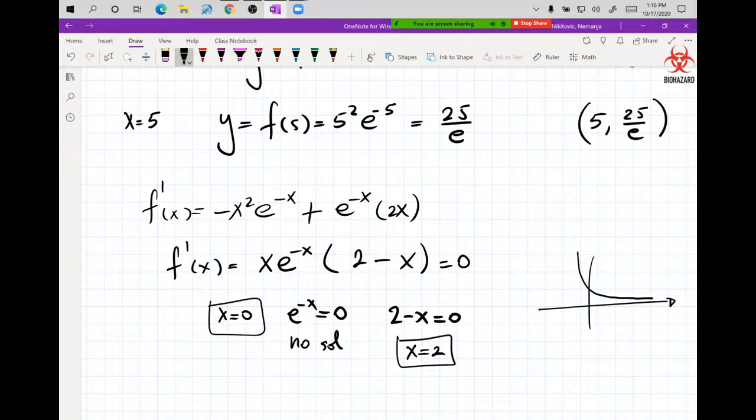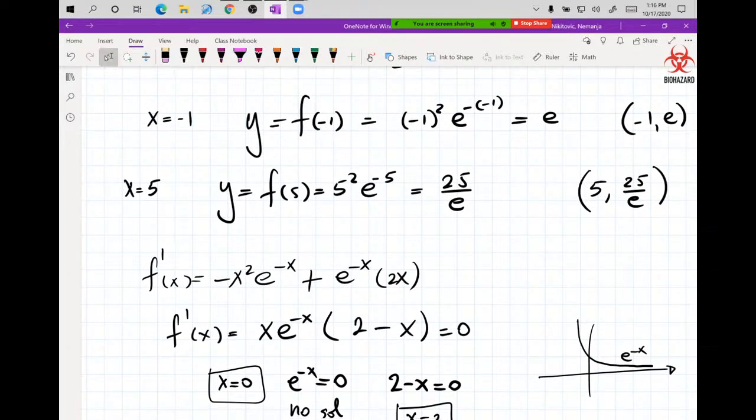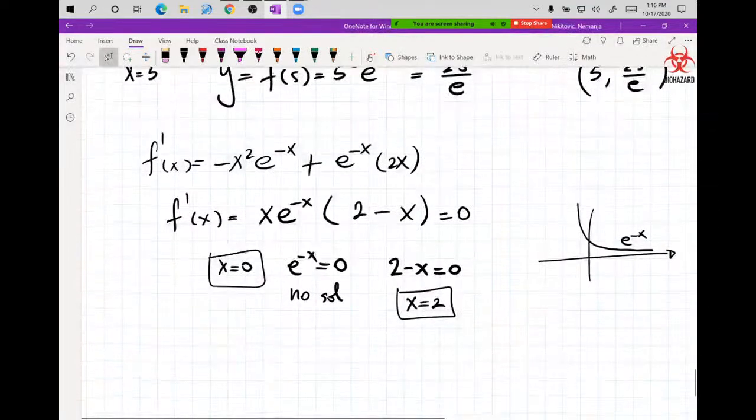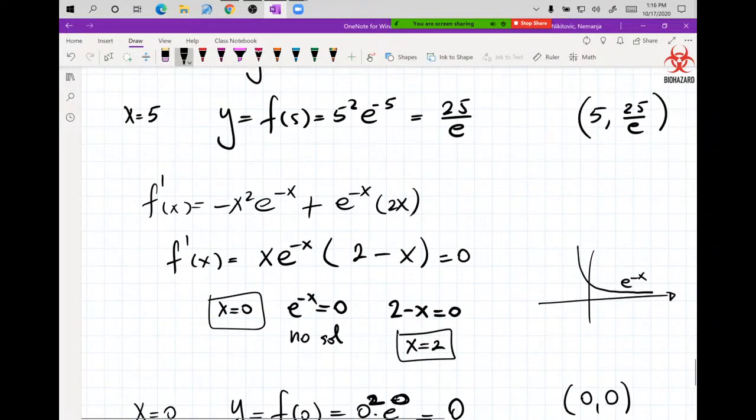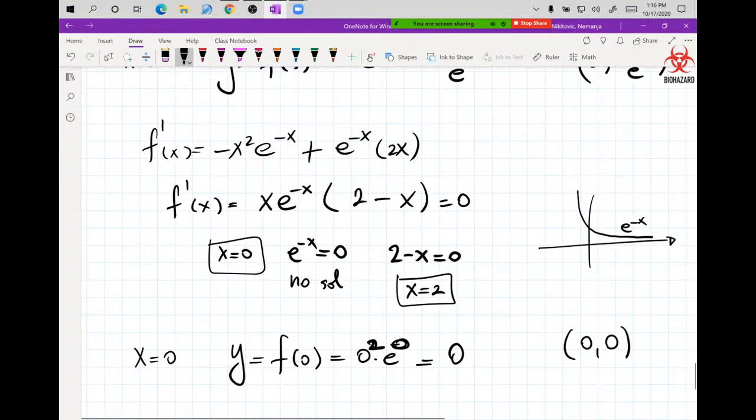So I just found 2 critical points, 0 and 2, and they fit right in here, right? x equals 0 and x equals 2. I need to find their y values as well. So for x equals 0, I need a y value, which is f of 0, but that's 0 squared times e to the 0. That's just a big fat 0. So now I have a (0, 0) point, and look, that one is already winning for a minimum.